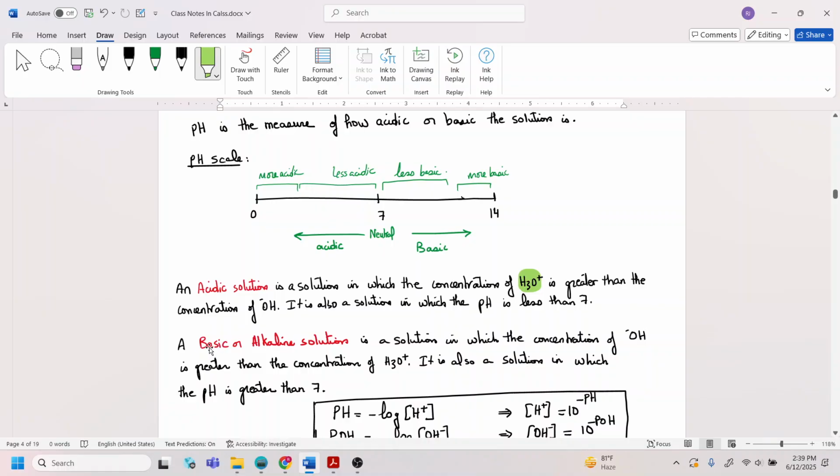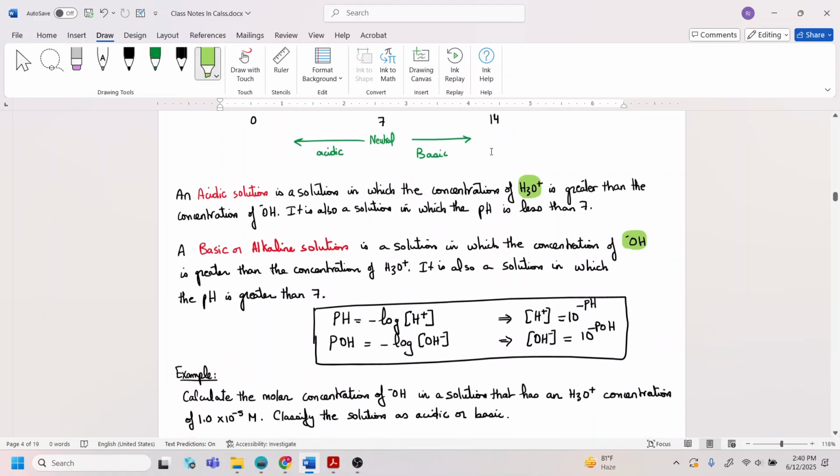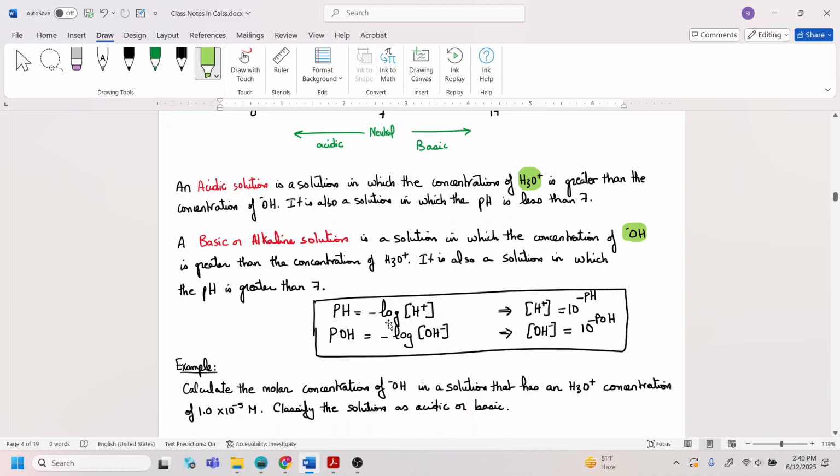A basic solution, another name for it, is an alkaline solution. The basic solution is whenever it has more OH minus ions than H plus, then I would know my solution is going to be basic and its pH is going to be more than 7. The closer it is to the 14, the more basic it is. So this is the relationship between the pH and the concentration.